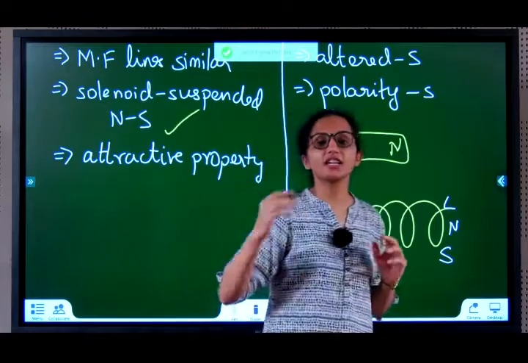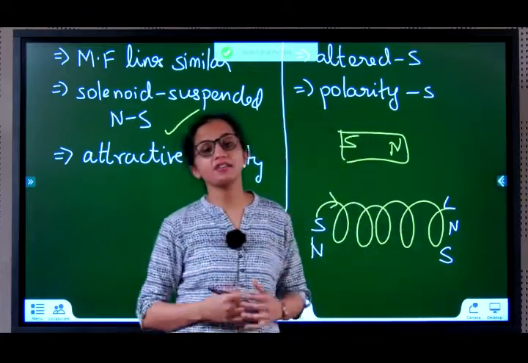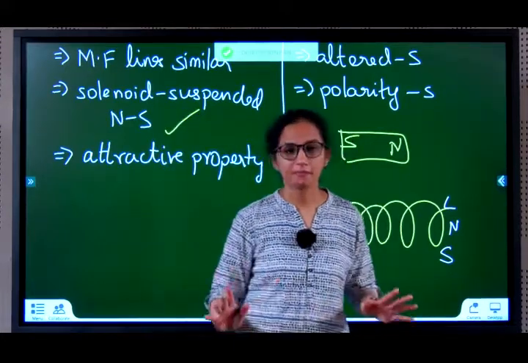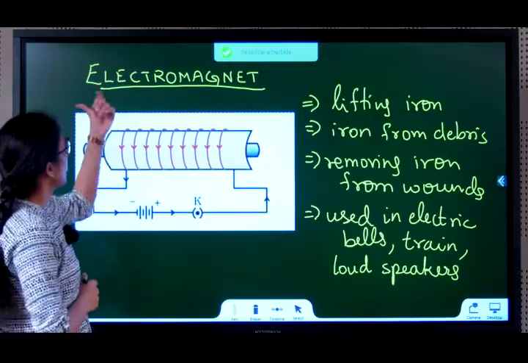Simply by changing the direction of current, you can reverse the polarity of the solenoid. But you cannot change the polarity of a bar magnet. It is fixed. So now, electromagnet.